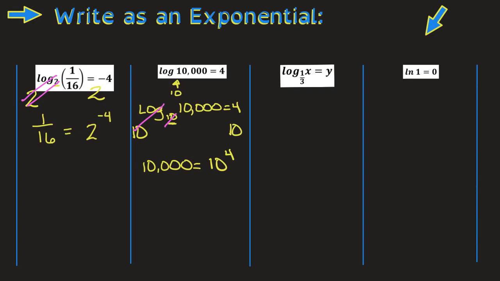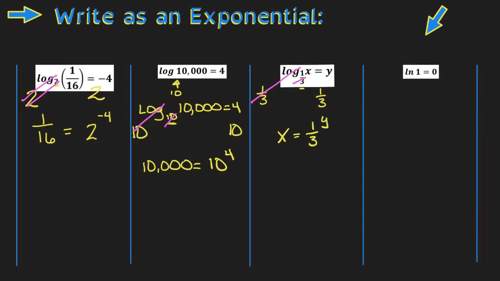Our third example, you'll notice our base is 1/3, so I'm going to take 1/3 on the left side, 1/3 on the right side, and we're going to exponentiate both sides. So the 1/3 base cancels with the log base, and then we're left with x equals 1/3 to the y power.